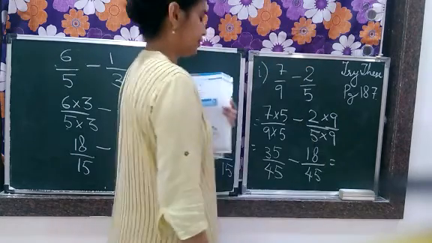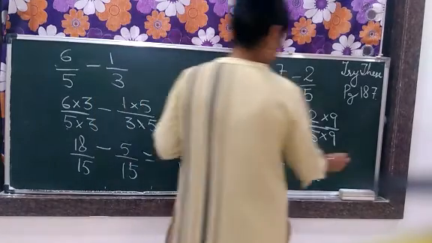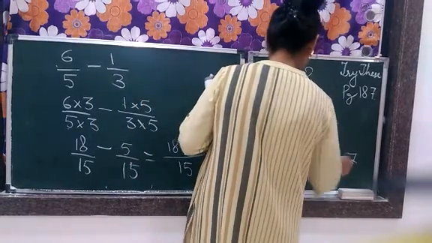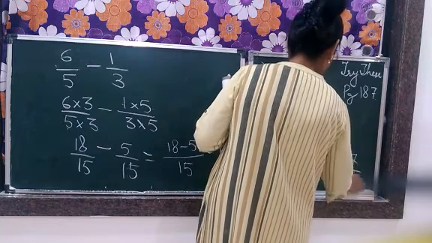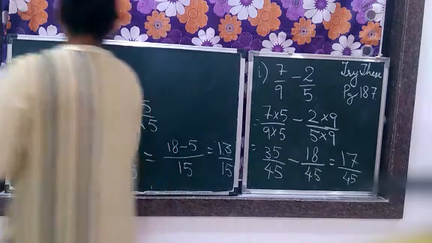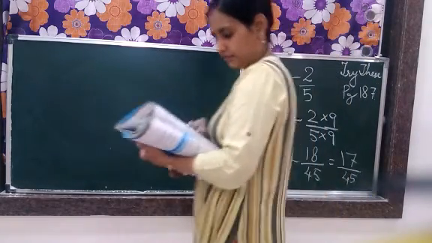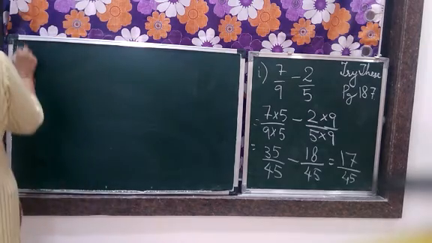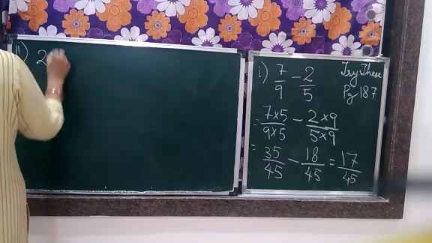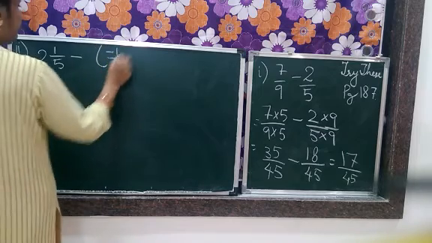Now taking the denominators common, we can subtract and the answer will be 17 by 45. This completes the first one. Doing the second one now. 2 and 1 by 5 minus 1 by 3.